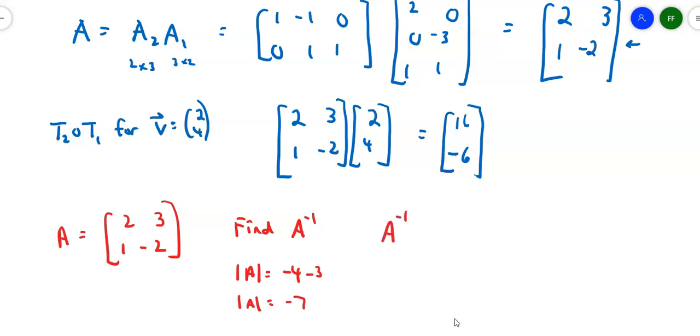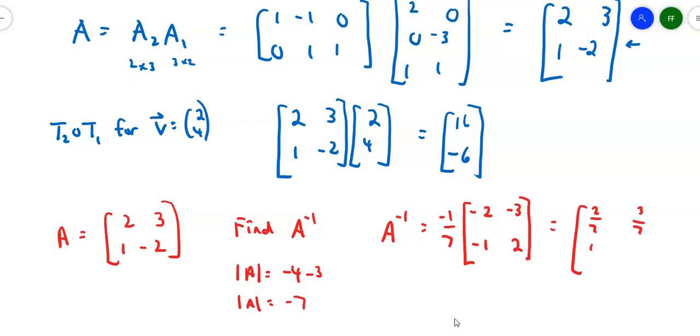What is that inverse? That inverse is negative 1 over 7 times, and then I switch the 2 going down this column, or this diagonal, and I negate the other 2. All right, so this gives me the matrix positive 2 sevenths, positive 3 sevenths, positive 1 seventh, negative 2 sevenths.